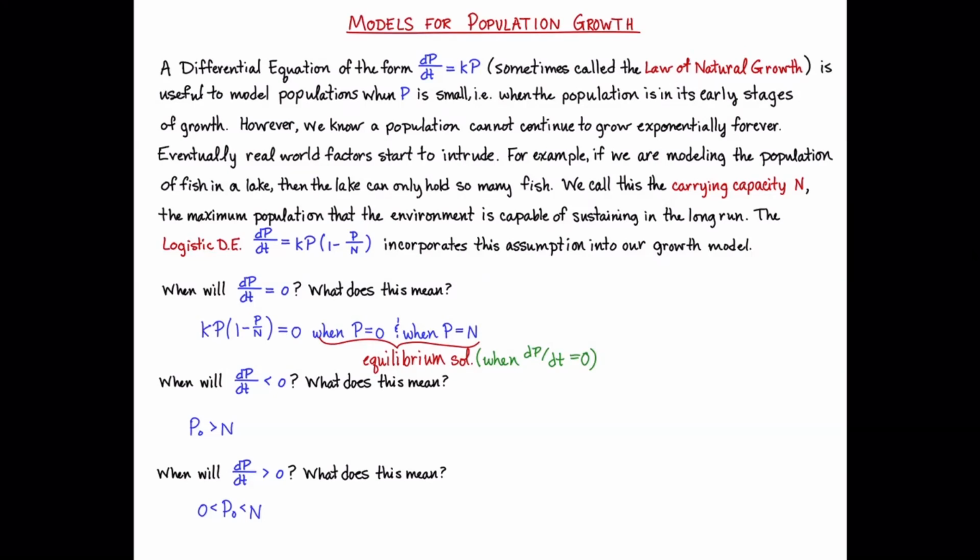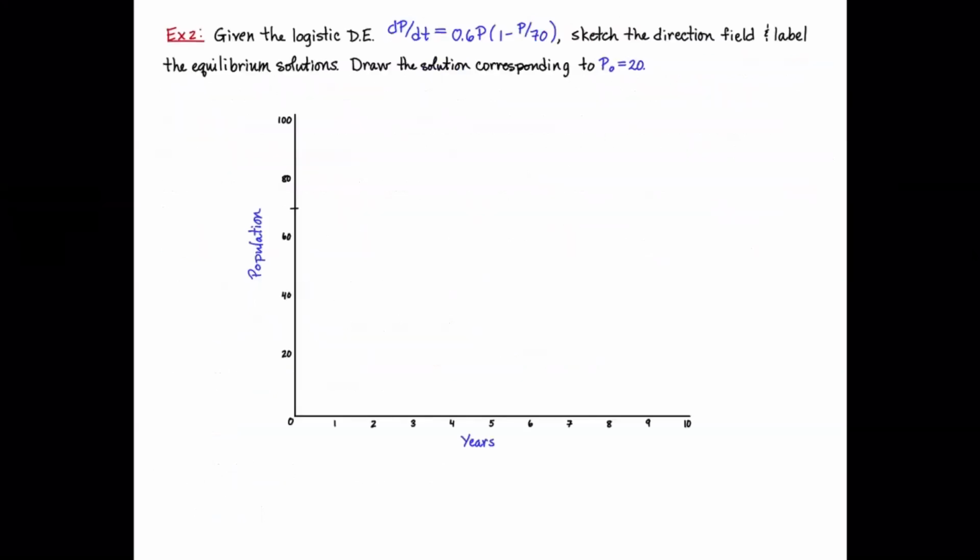Okay, so let's make this a little bit more concrete by sketching a direction field. Once we have the direction field, then we can sketch in our equilibrium solutions, and I'll do the equilibrium solutions first, but then we can sketch in the initial condition, P of naught equal to 20. In fact, once we have the direction field, we could sketch in as many initial conditions as we wanted.